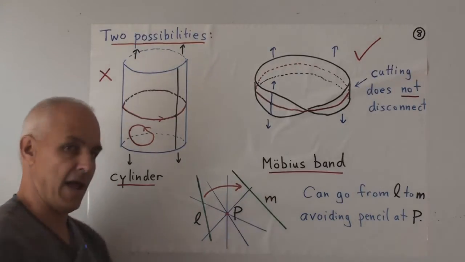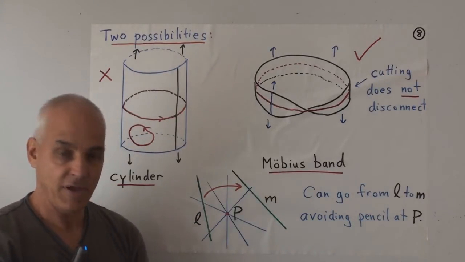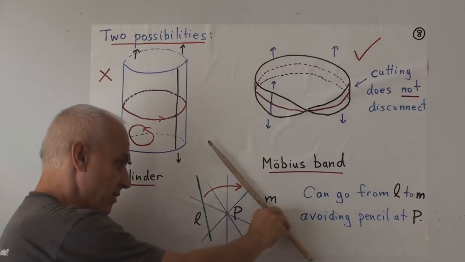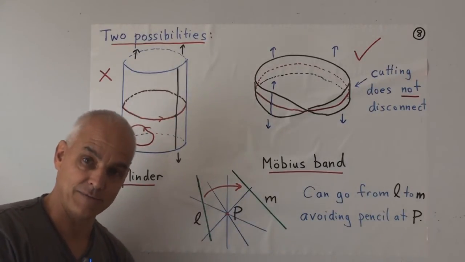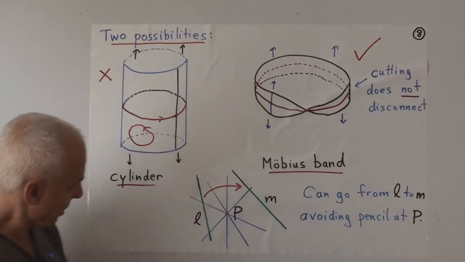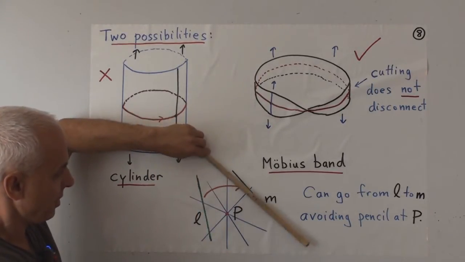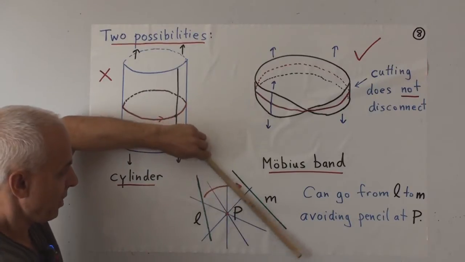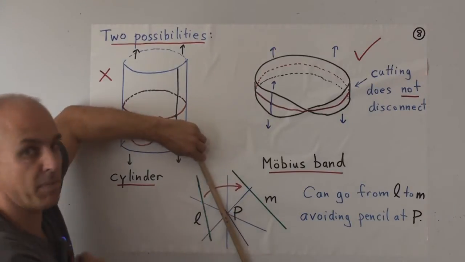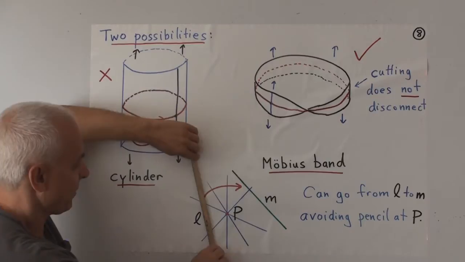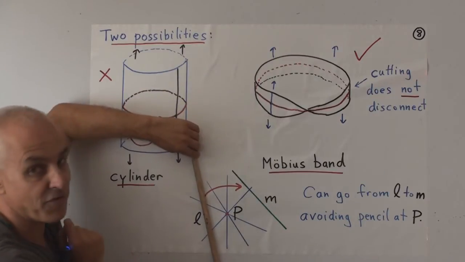Here's another line M, which is not in the pencil. Can we go continuously from this line to this line, avoiding the pencil? Well, if you think about it naively, you might say, well, no, you can't, because if you try to go from here to here, somewhere in there we would pass through P and then we'd be connected through to the pencil. But that's not the only way you could get from L to M.